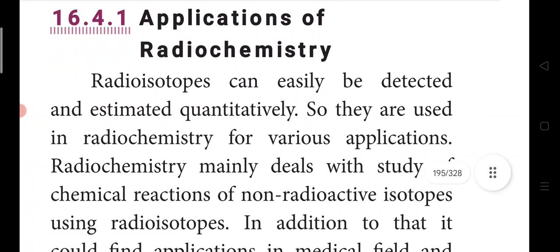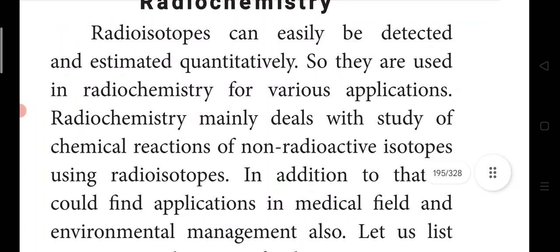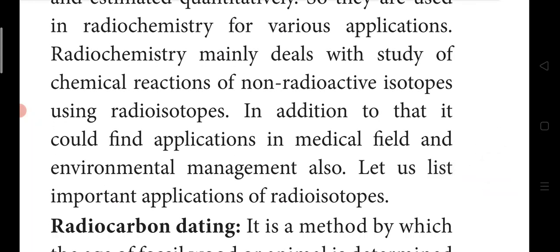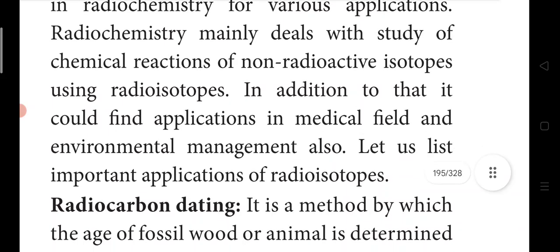So what are the applications of radiochemistry? Radioisotopes can easily be detected and estimated quantitatively, so they are used in radiochemistry for various applications. Radiochemistry mainly deals with the study of chemical reactions of non-radioactive isotopes using radioisotopes. In addition to that, it finds applications in the medical field and environmental management also. Let us list them one by one.